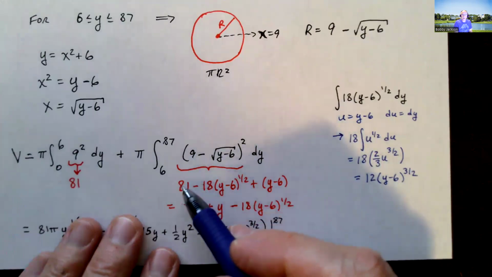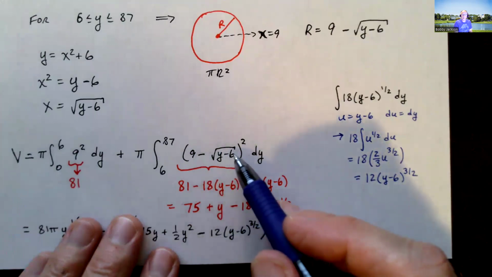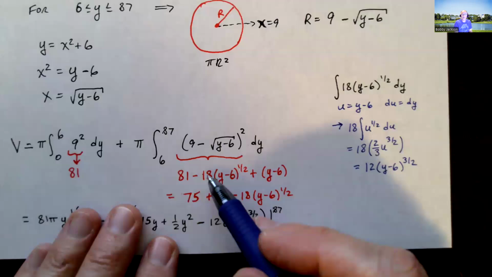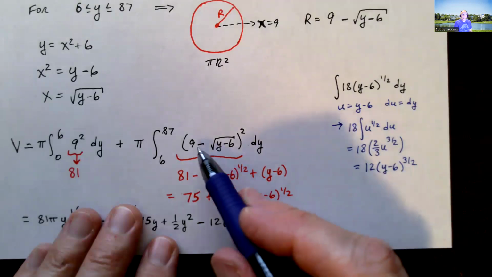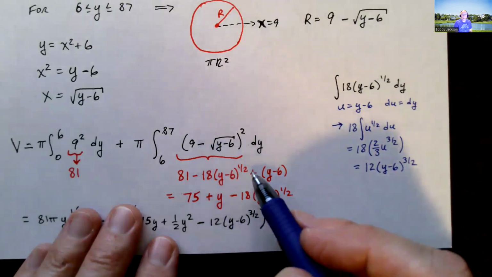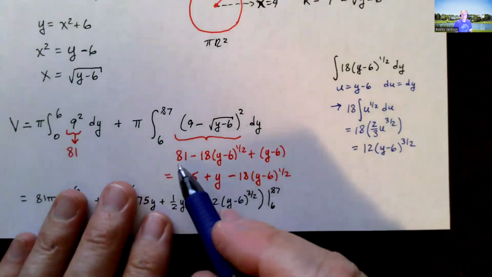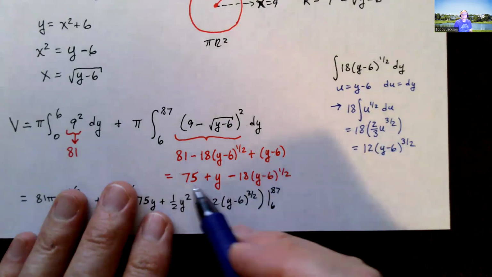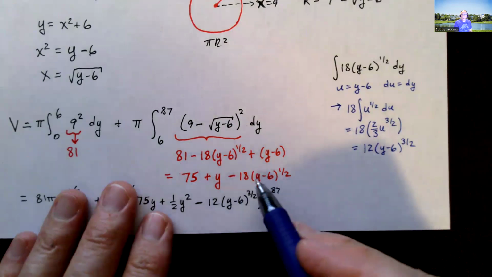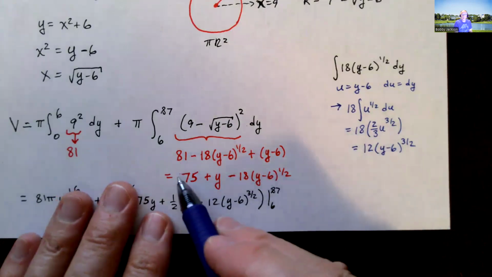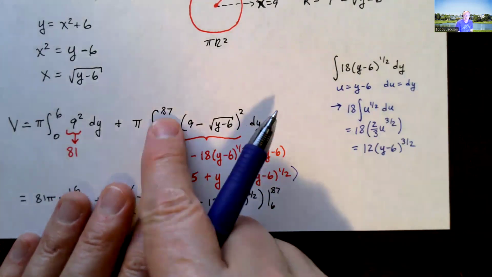First times first gives me 81. The inner and outer are negative 9 times the square root of y minus 6. So that's negative 18 times the square root of y minus 6, or y minus 6 to the 1/2 power, plus last times last, negative times negative is positive. The square root of y minus 6 squared is y minus 6. So just simplifying, 81 minus 6 is 75, plus the y, minus the 18 times y minus 6 to the 1/2. So this right here is what I'm going to integrate from 6 to 87.